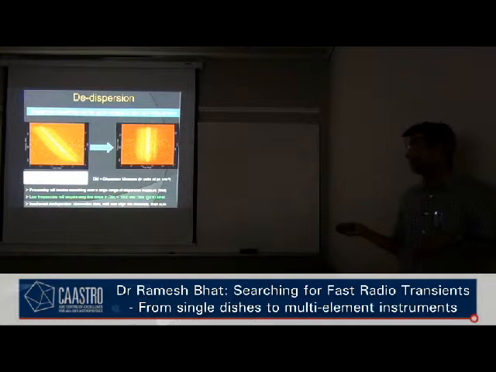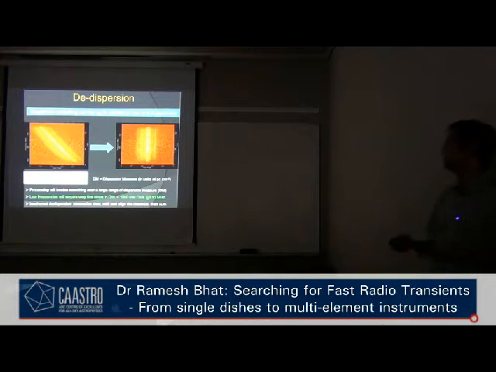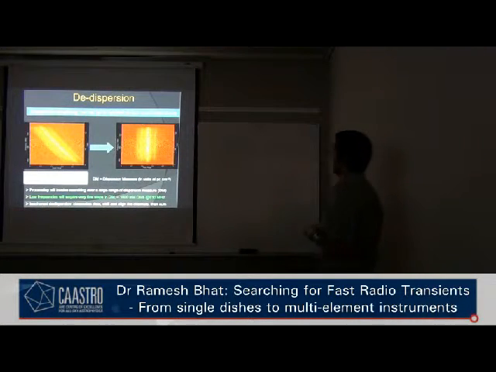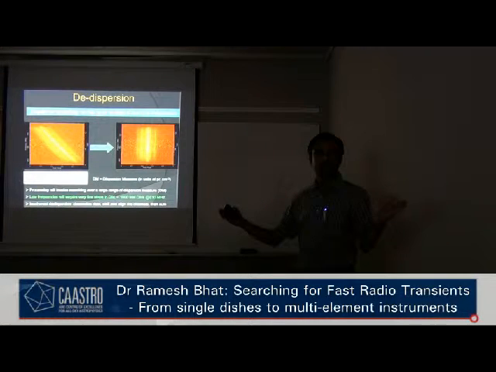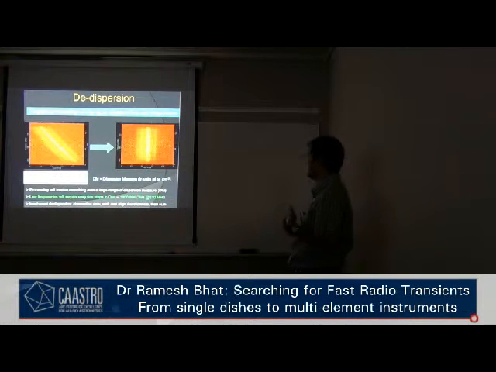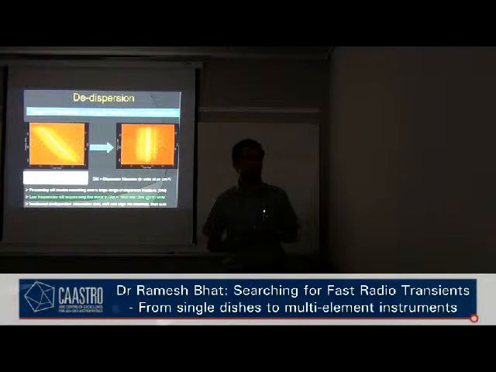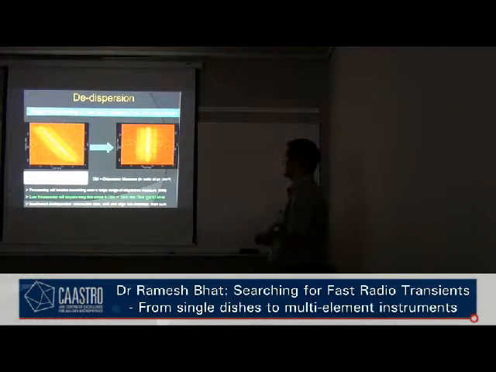So when the signal is really bright, you can see it, but most of the time that is not the case. The signal will be well buried under the noise. So you have to correct for this effect. But if you don't know what the dispersion measure is, in other words, you don't know where the source is, then you have to trial a large number of DMs. And that is where the computation comes in. Even at small bandwidth at low frequencies, you have to go to thousands of DMs if you want to sample the dispersion measure space optimally.